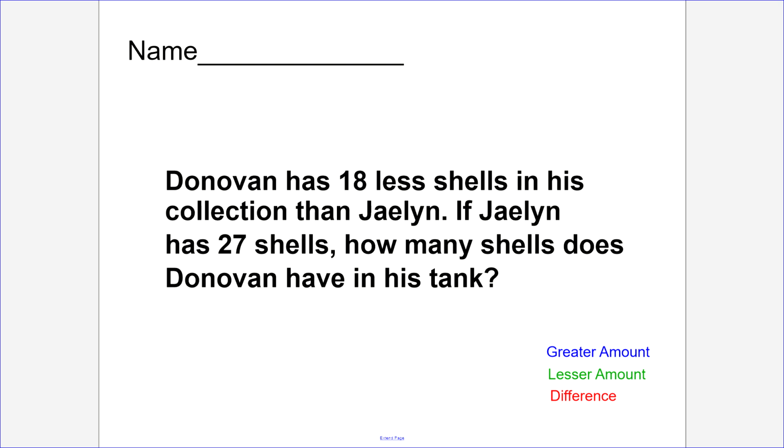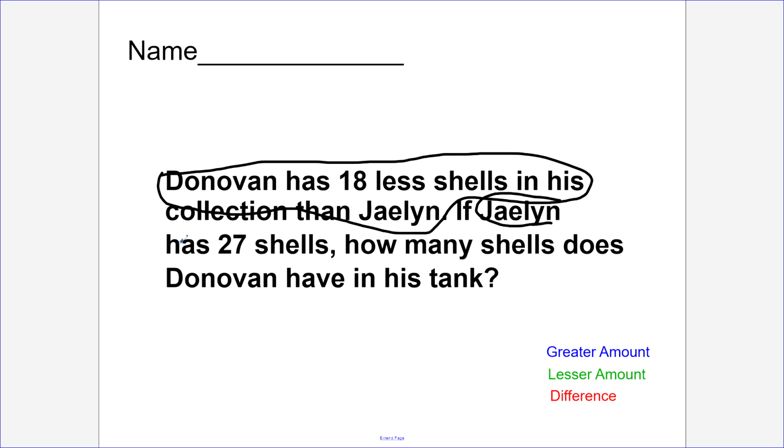Donovan has 18 less shells in his collection than Jalen. If Jalen has 27 shells, how many shells does Donovan have in his tank? I can clearly see that one of the pieces of information is that Donovan has 18 less shells in his collection than Jalen. I can also clearly see that Jalen has 27 shells. Those are the 2 pieces of information I know.